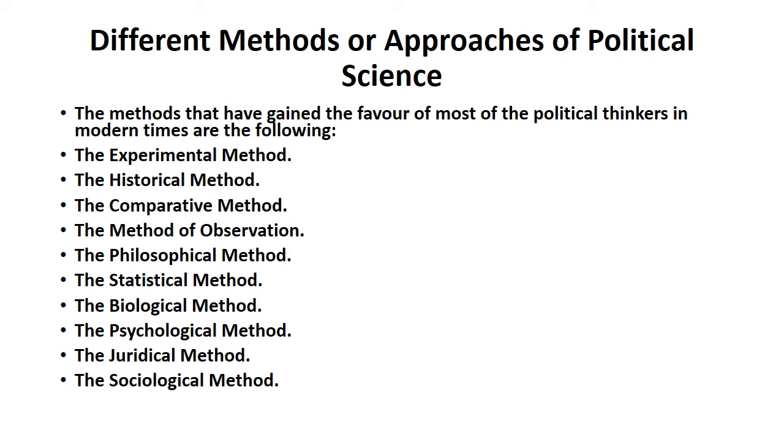Then comes the philosophical method. After that, the statistical method is also used in various political investigations. The biological method has also been used. Psychological methods have also been used, especially when it comes to political psychology, the psychology of leaders and other people who are in power. Juridical methods and sociological methods have also been used in political science. As we said earlier, political science is a branch of social science, so there are some methods from sociology which are very much used in political science as well.